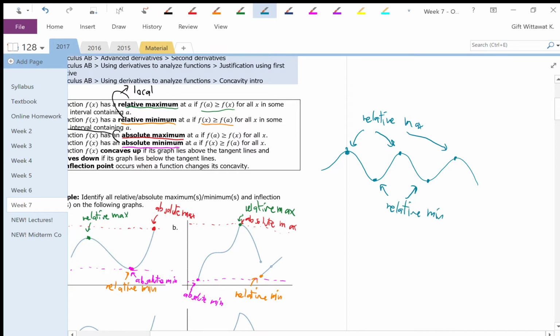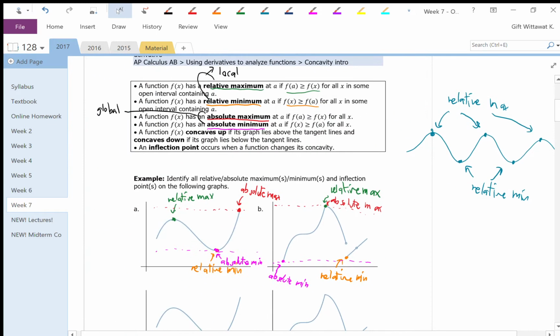So it's actually possible that you have a lot of relative max or relative min, but the absolute max and absolute min, they are always unique. So this one should be pretty simple.